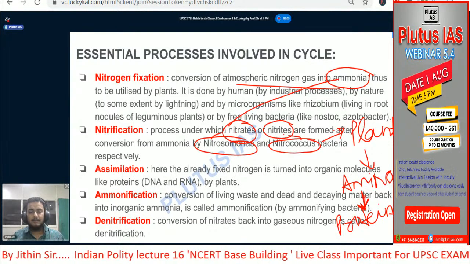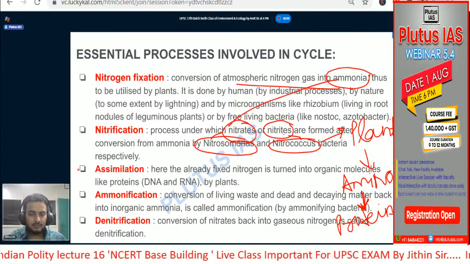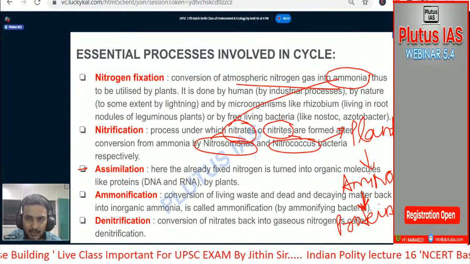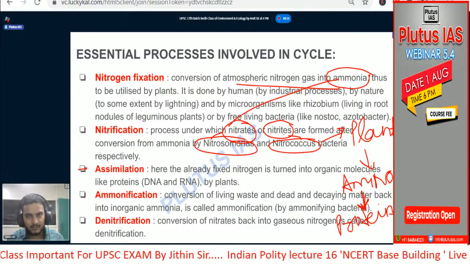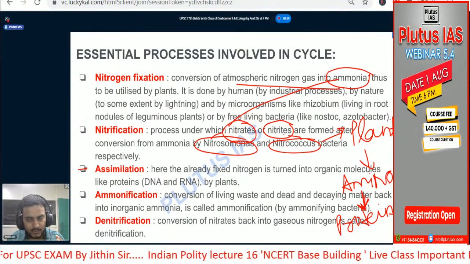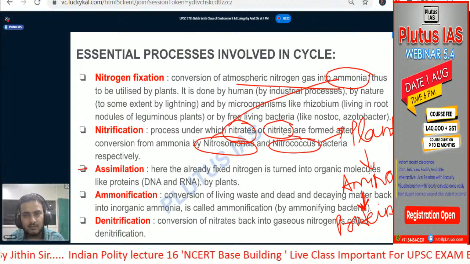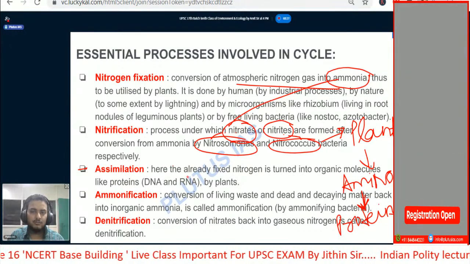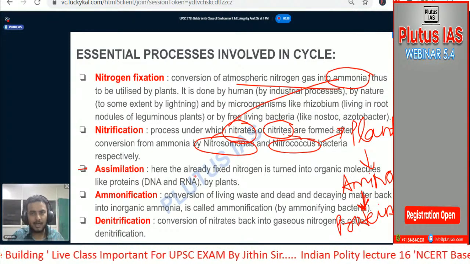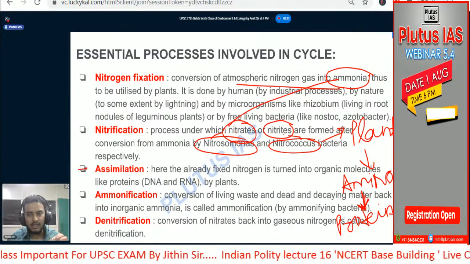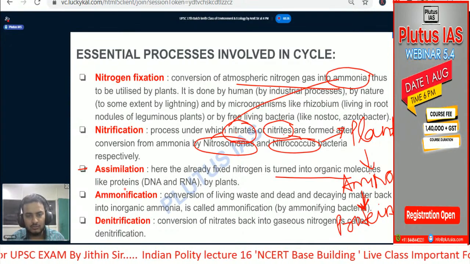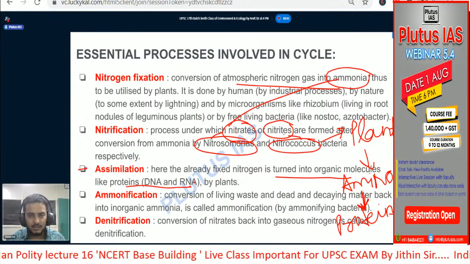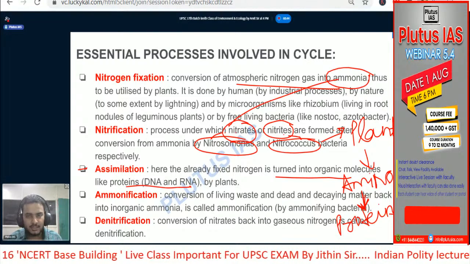Okay, now the assimilation part. This already fixed nitrogen, in this assimilation, what is it? Assimilation means taking, okay? Assimilation is to collect. So assimilation is the collection of already fixed nitrogen by plants. The nitrogen which has already been fixed into soil is just collected by the plants for its metabolic activities and turned into organic molecules like proteins, DNA and RNA. These proteins later move to the food chain.